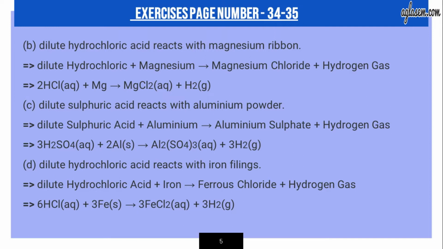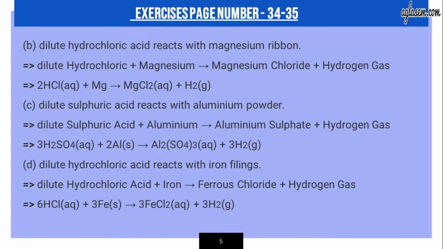B part is dilute hydrochloric acid reacts with magnesium ribbon: dilute hydrochloric acid plus magnesium forms magnesium chloride plus hydrogen gas, 2HCl(aq) plus Mg forms MgCl2(aq) plus H2(g). C is dilute sulfuric acid reacts with aluminum powder: dilute sulfuric acid plus aluminum forms aluminum sulfate plus hydrogen gas, that is 3H2SO4(aq) plus 2Al(s) forms Al2(SO4)3(aq) plus 3H2(g).